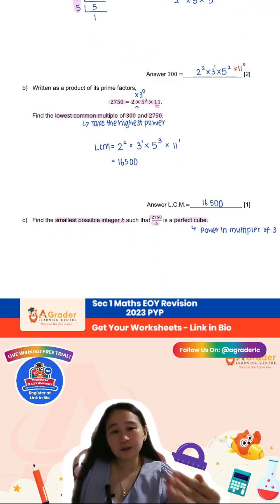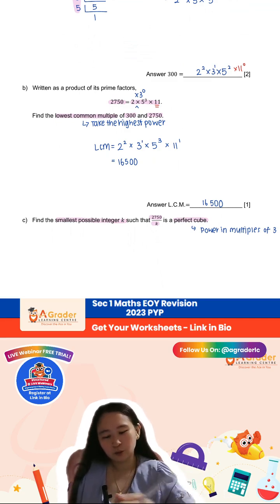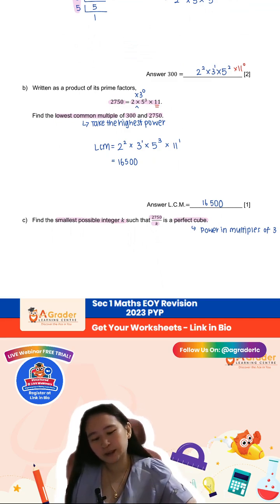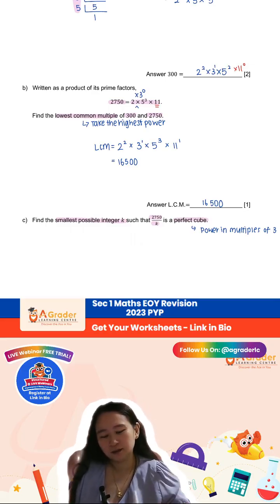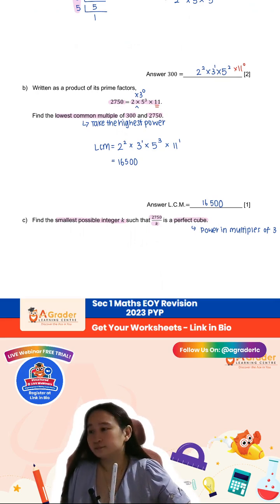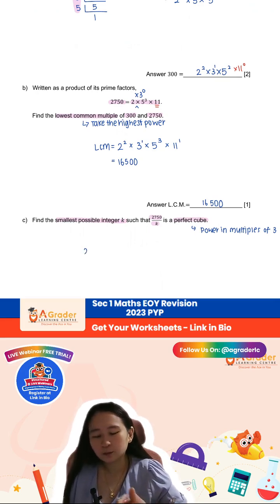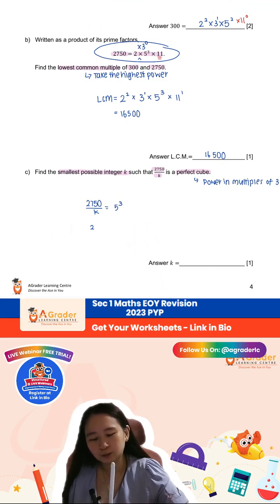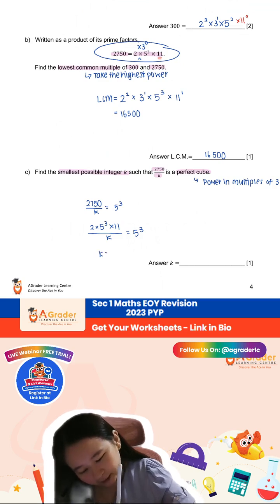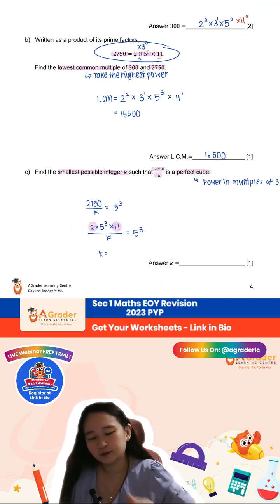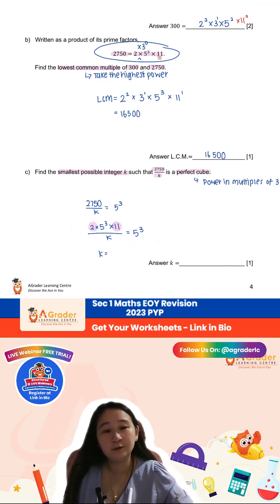Okay, so if it's 2 to the power of 1, we'll drop the 2. We have 5 to the power of 3, so we can keep 5 to the power of 3. 11 is to the power of 1, so we'll drop the 11. So this means that my 2750 is 2 times 5 to the power of 3 times 11. Divided by k, you're left with 5 to the power of 3, meaning my k needs to be 2 and 11, so that when I divide by it, I'll be left with 5 to the power of 3.